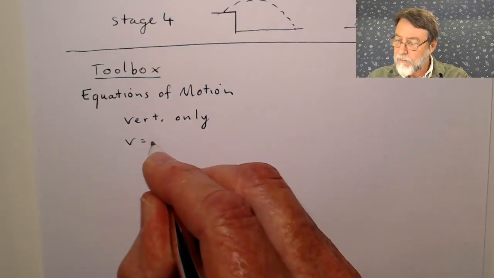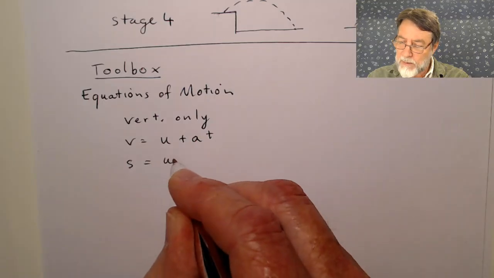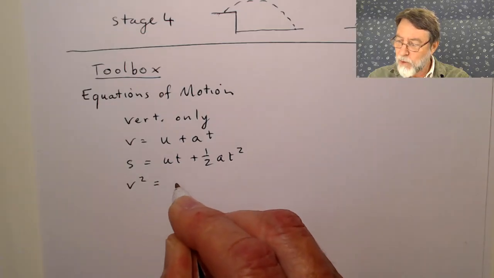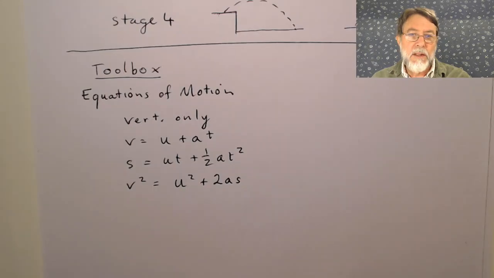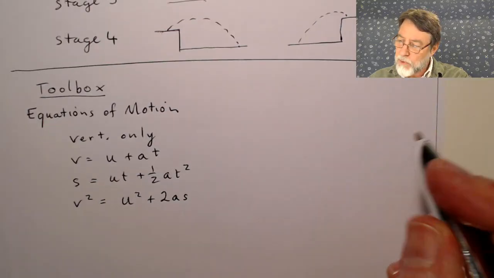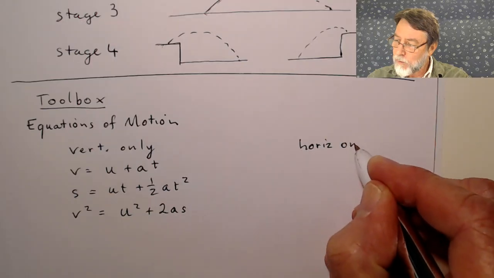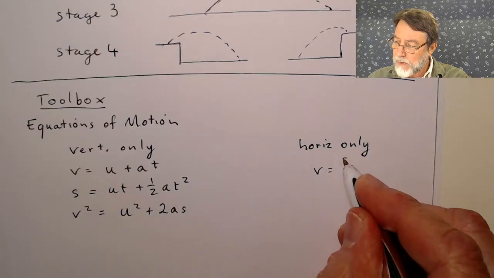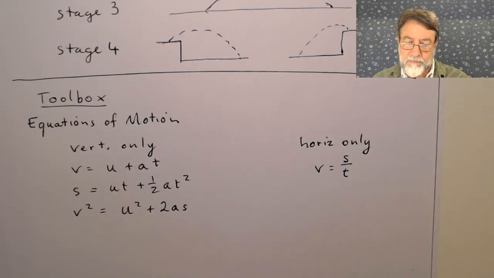Equations of motion. Well, I'll give you three, and I realise that there are others, but I find that these three do the job, and others are really a combination of these anyway. So there are the most common three. When you go to horizontal motion, you're focusing just on the horizontal part, then all you need is that velocity is displacement over time. So there are your equations of motion.